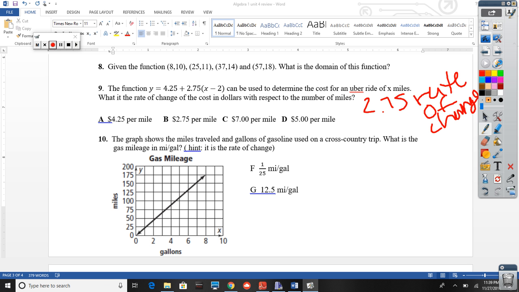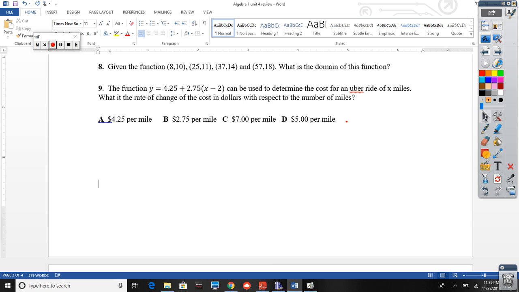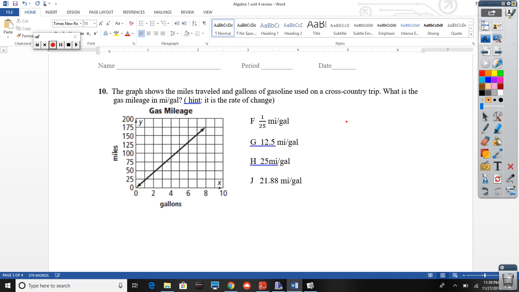Number 10, finally. Is there any answer choices for that? Let's see if there's any answer choices for number 10. Oh, they were already there. I'm going crazy. I'm sorry.